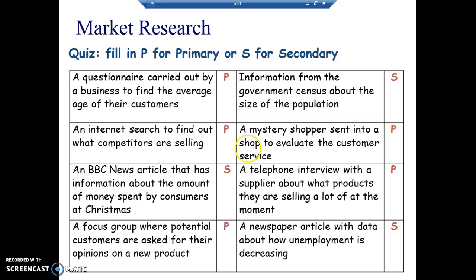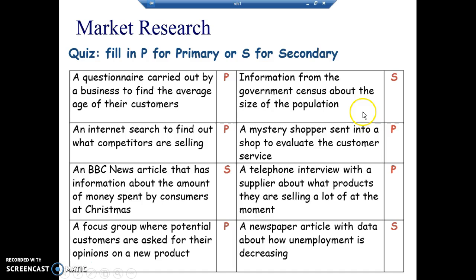Okay, here are the primary and the secondary methods. What's really interesting here is lots of students just naturally assume that an internet search has to be secondary market research, but that's not true, because that is an example of the entrepreneur going out, finding out information themselves about the competitors and what they're selling. So before they did their internet research, they didn't have that information, so they're going to find that information themselves. They're compiling a list themselves.